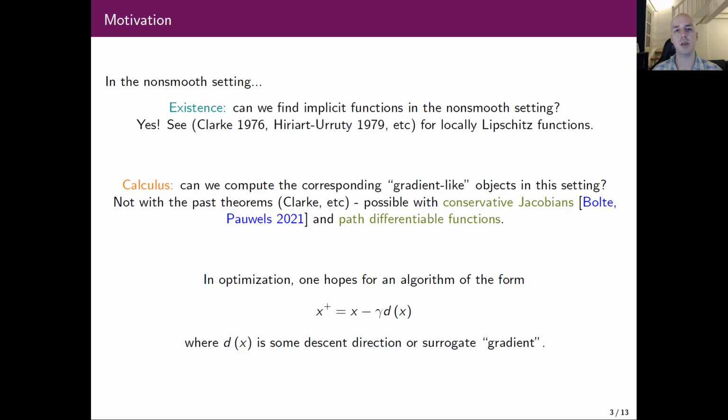In optimization, one hopes for an algorithm of the following form, where dx is some descent direction or surrogate gradient. For non-smooth implicit problems, our work provides exactly such an object and how to compute it.